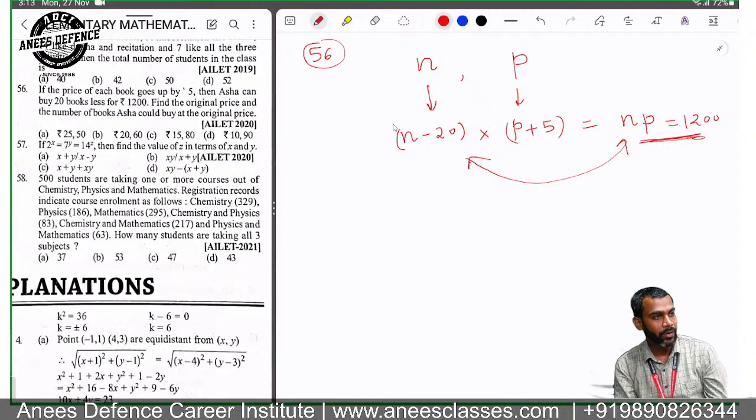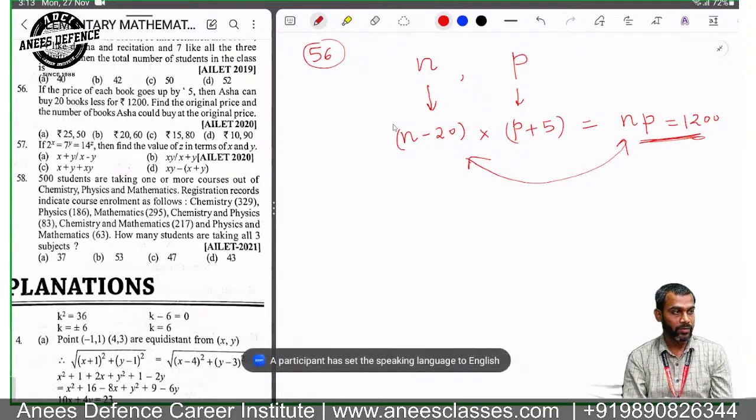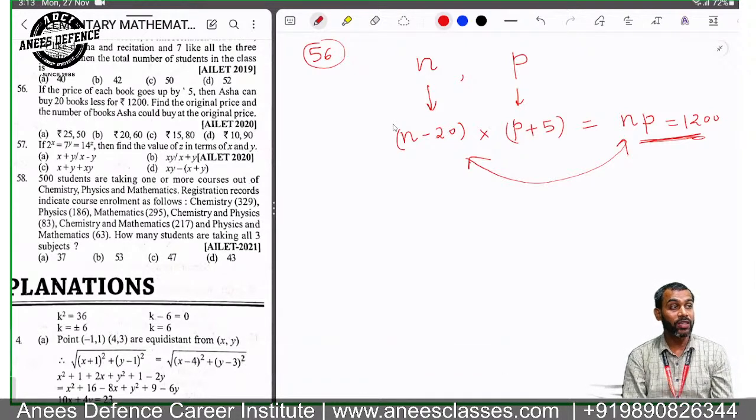We have increased the price by 5. So it becomes 25. Now 25 into 40. Why 40? Because 60 is the total number of books one can buy. So 20 less means 40 books. So 40 into 25 should be 1200. Yes or no? No. So it is not the correct answer. So answer would be C.